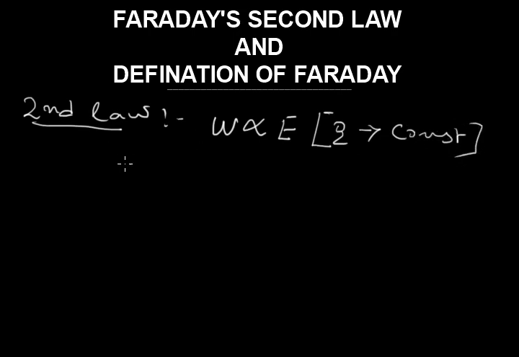Or in other form, we can write W1 by W2 is equal to E1 by E2. As for example, when the same amount of electricity is passed through two different electrolytes and at the electrodes W1 and W2 amount of substances are deposited respectively and their equivalent weights are E1 and E2, then W1 by W2 is equal to E1 by E2. This is the second law of Faraday.